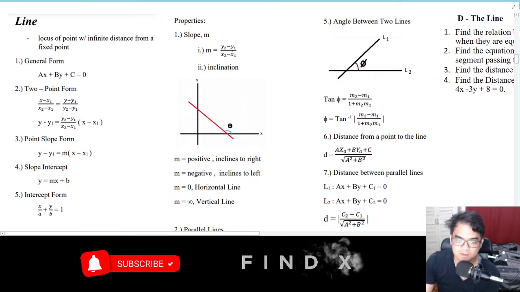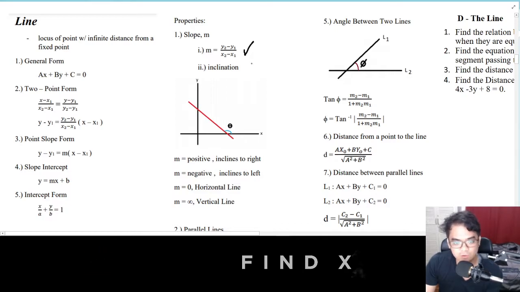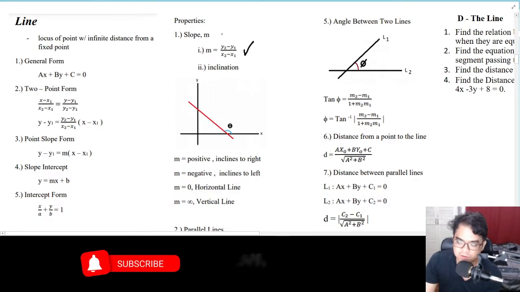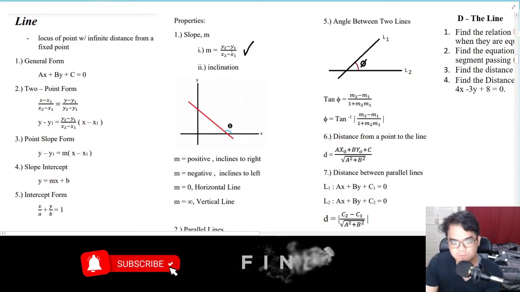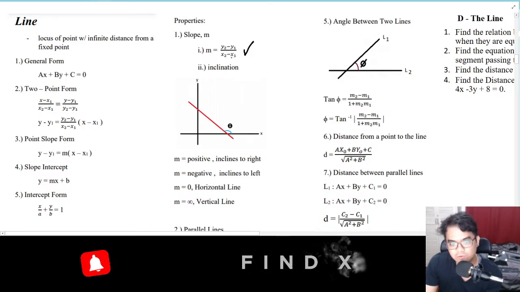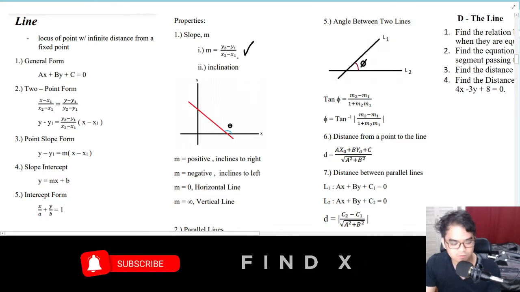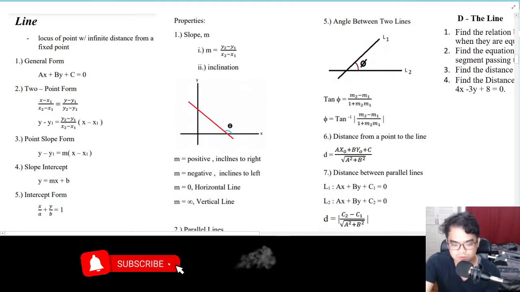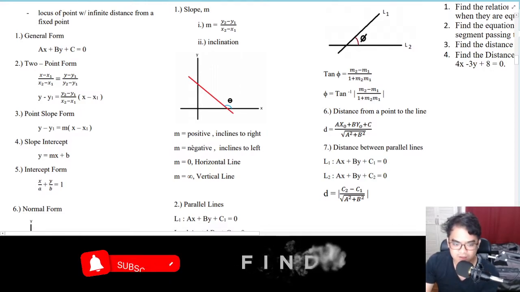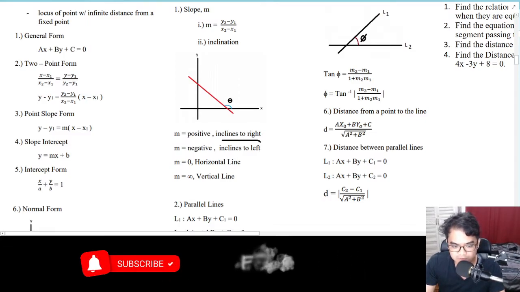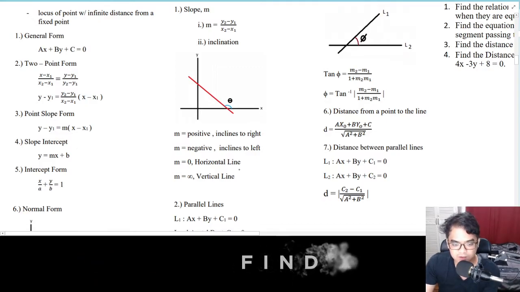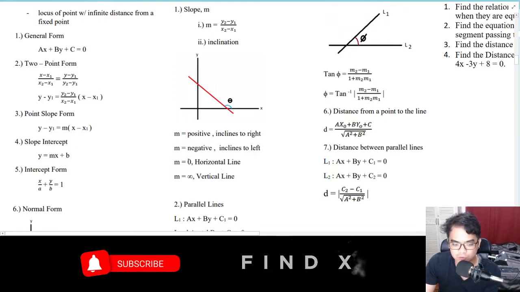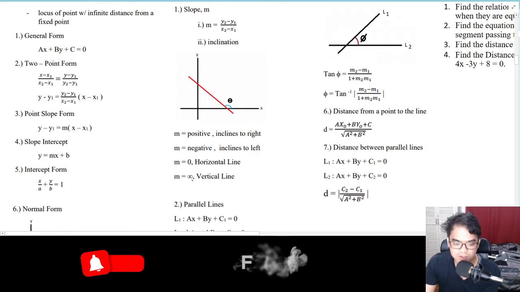So for the line, we have the slope, which is m. The symbol of slope is usually m. M is equal to y2 minus y1 all over x2 minus x1. If the line inclines to the right, the slope is positive. If it inclines to the left, then the slope of the line is negative. If it is a horizontal line, the slope is 0, and if it is a vertical line, the slope is infinity or undefined.